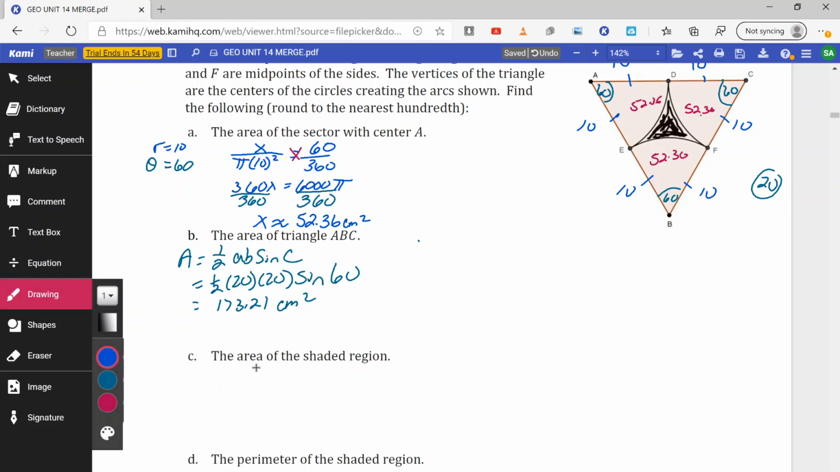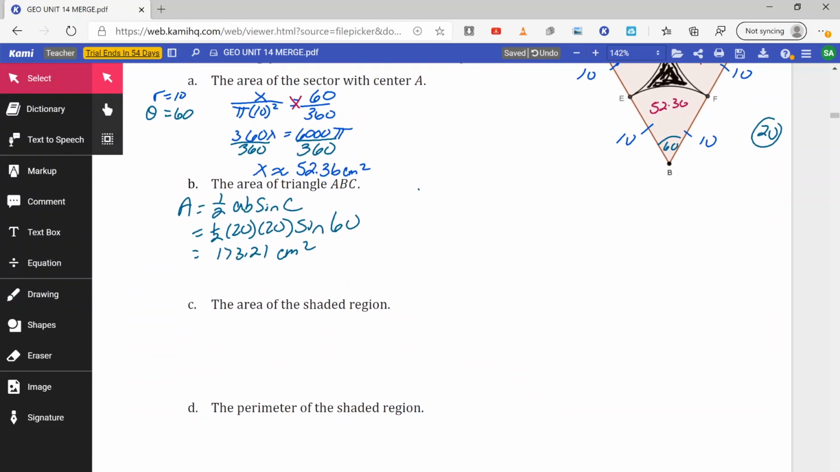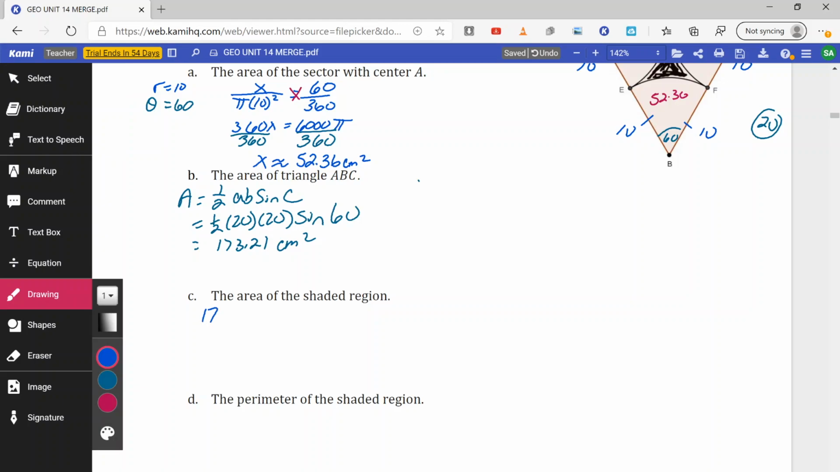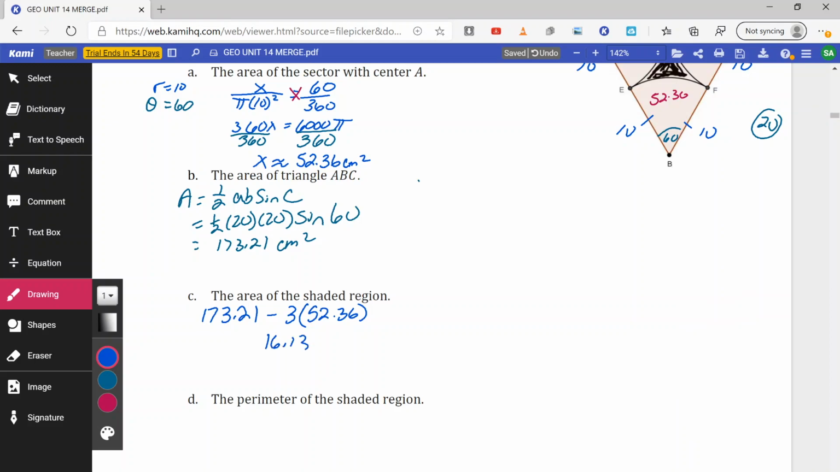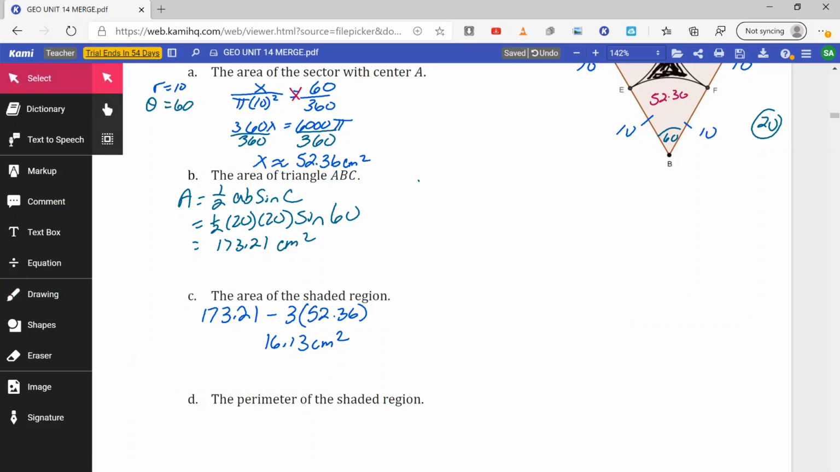So we really have 173.21 minus 3 times 52.36. And that's going to give me the area of the shaded region. So 173.21 minus 3 times 52.36. And it gives me an area of 16.13 centimeters squared. So that one was not as difficult as it may have appeared.